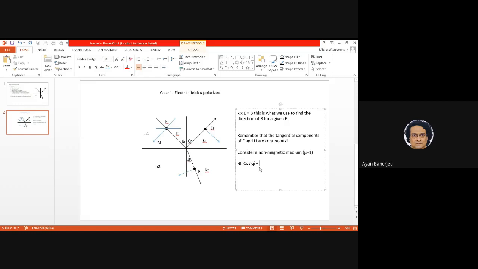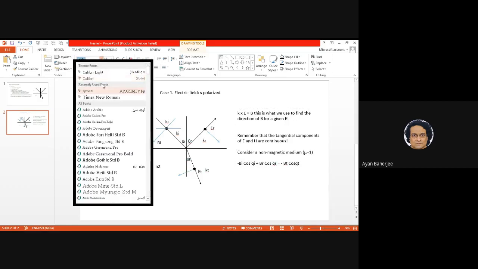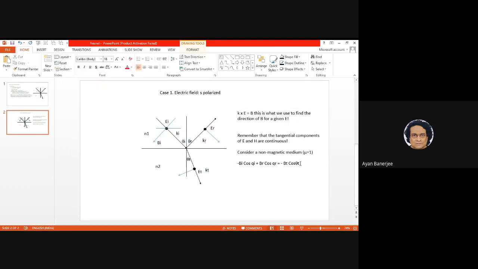What about the reflected part? What will that be? In the reflected part, BR cos theta I. BR cos theta, and anyway we know that theta R is equal to theta I, right? And the transmitted part, obviously, BT cos theta T. These are all symbols. I am not changing them, I'll change them at the end. Otherwise this is going to take too long.